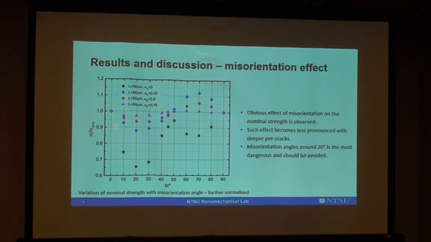First, the strength decreases with the misorientation angle, then it increases. We have the minimum value at about 20 degrees, which is the most dangerous situation and should be avoided in grain boundary engineering. It is also interesting to observe that the variation becomes less pronounced with deeper pre-cracks, which indicates that the misorientation effect is somewhat suppressed by the existence of a pre-crack.